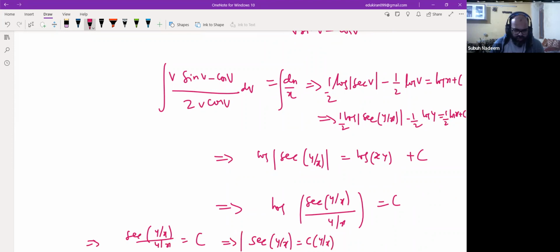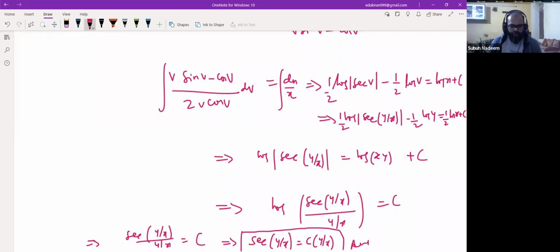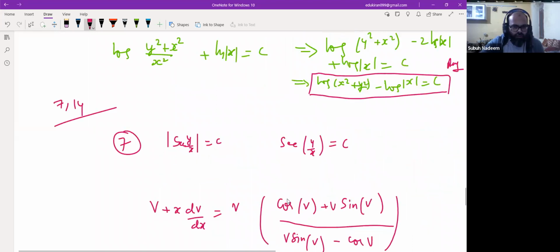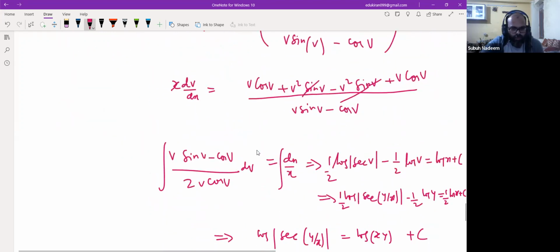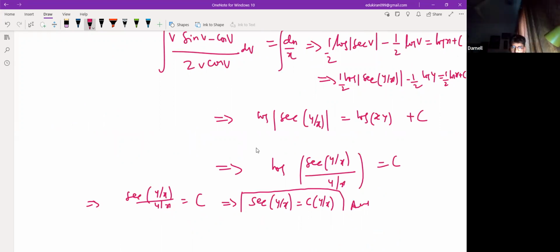Did you say this? Yes, sir. Okay, perfect. So you said sec of y by x is equal to c y by x. Mod is not required because since you are removing the log, no use of mod now. So the c y by x, you can take a c, right? Take the whole thing as c.